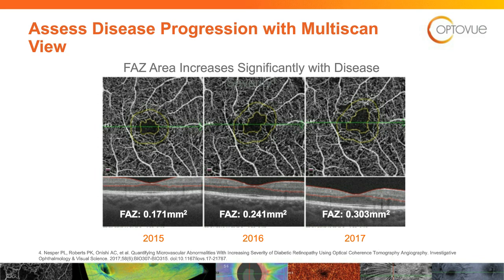Let me see here. What do you look for? I've had multiple questions on how do you differentiate IRMA versus neovascularization. What do you look for to confirm proliferative diabetic retinopathy?